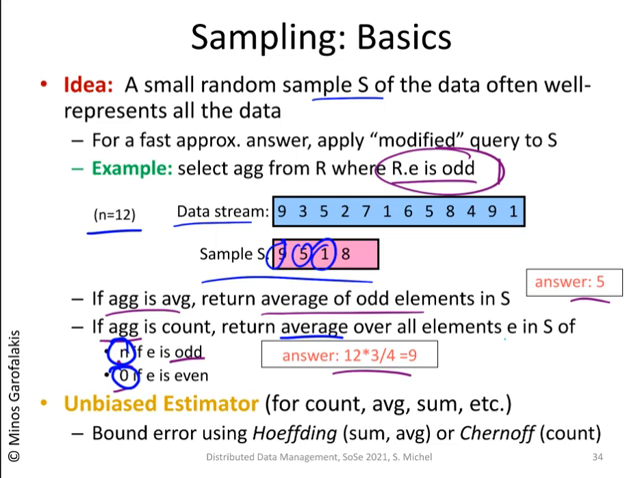These estimators, for count, sum, and average, are unbiased estimators. So in expectation they would give the correct result. And we can use the Hoeffding bound or the Chernoff bound for sum or average, respectively count, to derive some error bounds.